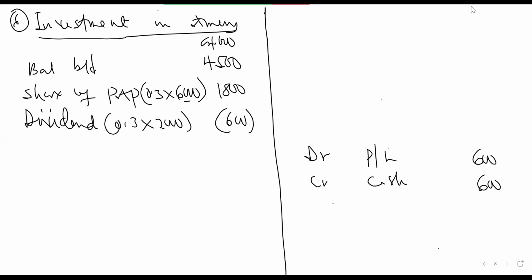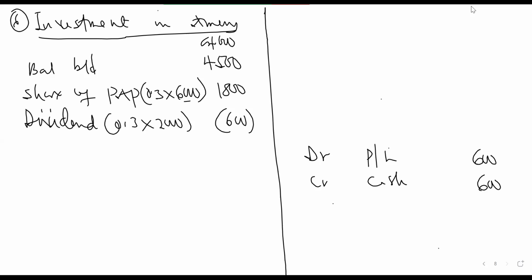In their books, they will be removing this from the investment. Then they will now be crediting their cash. That is the entry that they are going to be making in their books. The subsidiary, the associates rather, that is the entry that they will be making in their books.